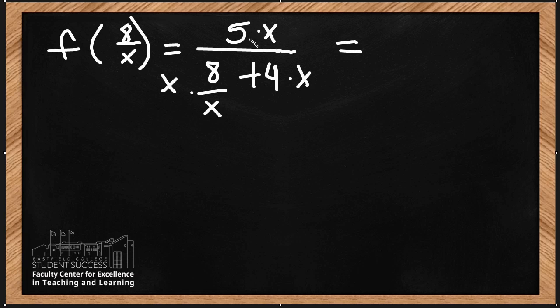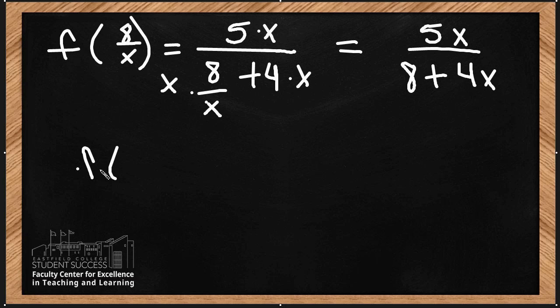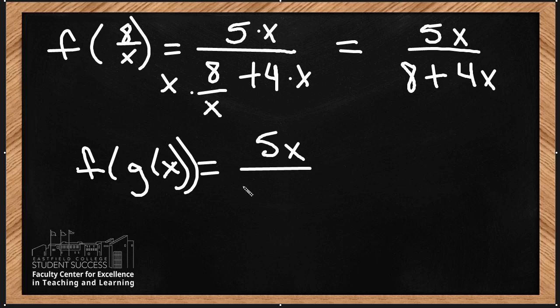So 5 times x is going to give me 5x. And this is going to cancel out. So I'm going to have 8 plus 4x. So f of g of x is 5x all over 8 plus 4x.